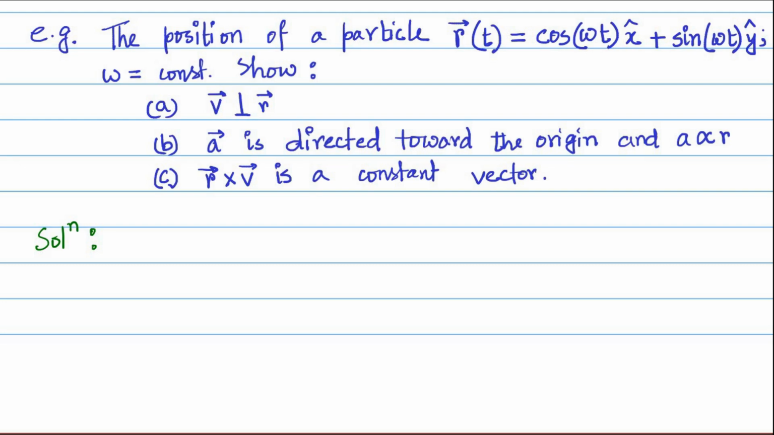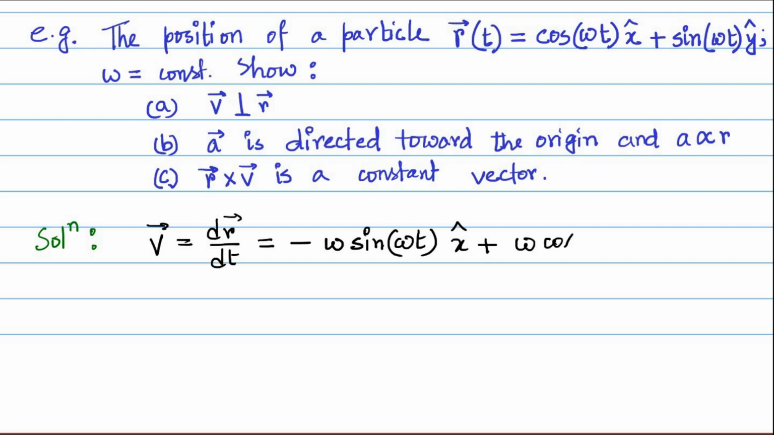So the first one should be much more straightforward. First we need to calculate the velocity, which is simply dr over dt. And this is going to be: omega cosine omega t when differentiated gives us negative omega sine of omega t times x hat. And when sine omega t is differentiated, omega comes out and it becomes cosine of omega t times y hat.